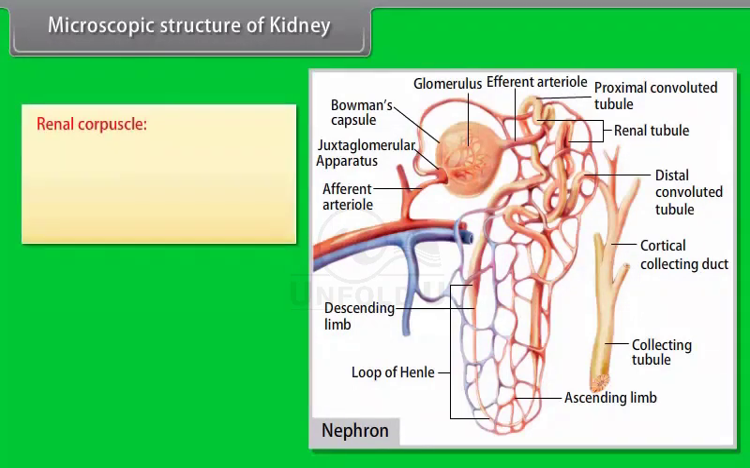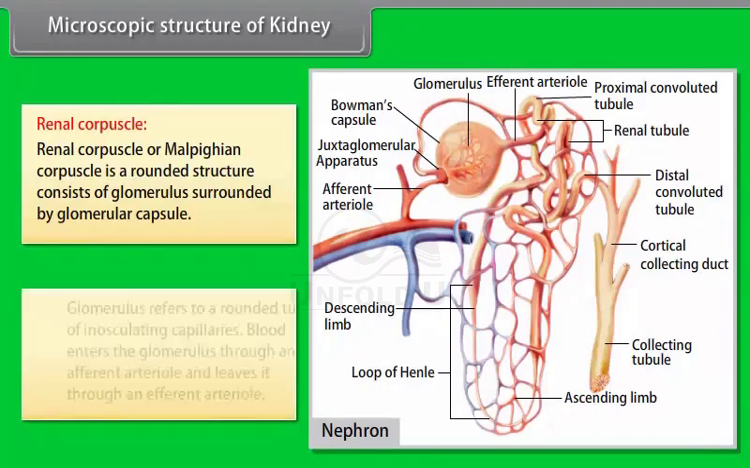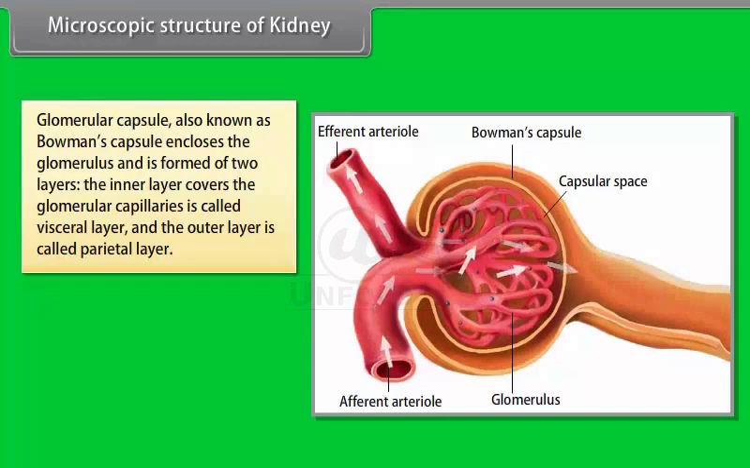Renal corpuscle. Renal corpuscle or Malpighian corpuscle is a rounded structure, consists of glomerulus surrounded by glomerular capsule. Glomerulus refers to a rounded tuft of inosculating capillaries. Blood enters the glomerulus through an afferent arteriole and leaves it through an efferent arteriole. Glomerular capsule, also known as Bowman's capsule, encloses the glomerulus and is formed of two layers. The inner layer covers the glomerular capillaries and is called the visceral layer, and the outer layer is called the parietal layer.